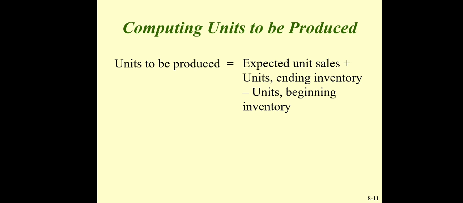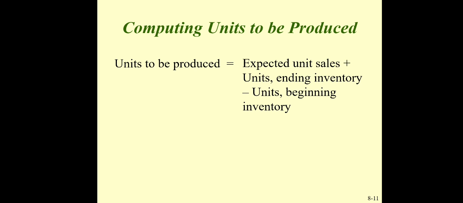The reason is your business has to keep ending inventories. Why does a business have to keep ending inventories? If you do not know the reason, then you have to read. That is the basic logic. So when you want to prepare the production budget, you remember this formula: units to be produced equal expected unit sales plus ending inventory minus beginning inventory.